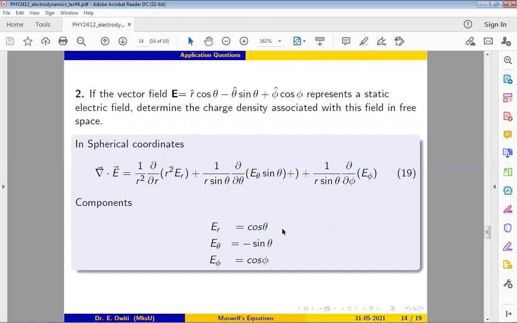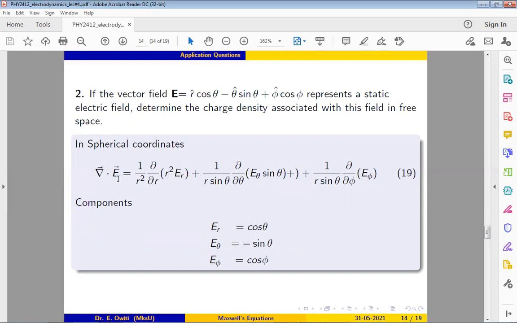In question 2, we are told if the vector field E, given as you can see, represents a static electric field, determine the charge density associated with this field in free space. All right, so the solution looks like this. First, we are told to calculate the charge density. We have 4 Maxwell's equations. There is only one equation that has the charge density, and that is the divergence of electric field intensity, E.